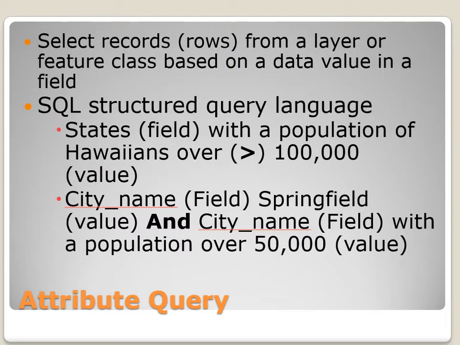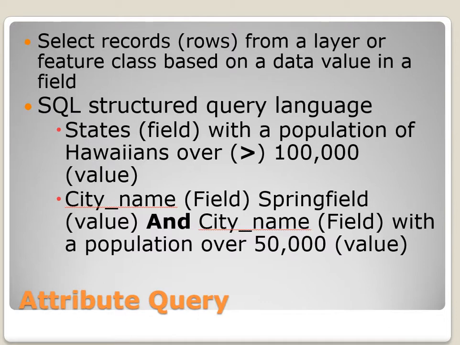So the first thing I want to talk about, we did this a little bit in the other labs, is the idea of an attribute query. The attribute query uses structured query language, or SQL, where we indicate a field, and then we indicate the properties within that field that we're interested in selecting or taking a look at. So it selects records, and each record is considered a row from a data layer based on the value in that field.